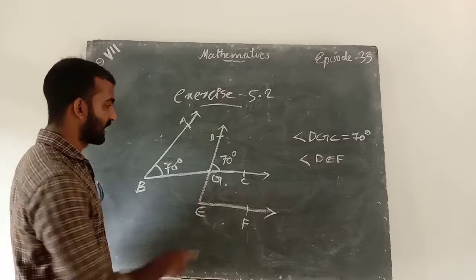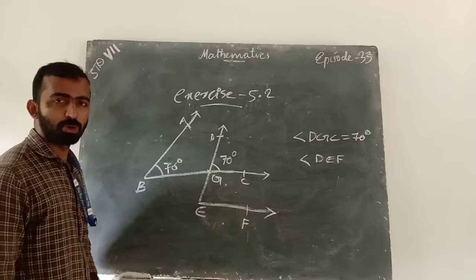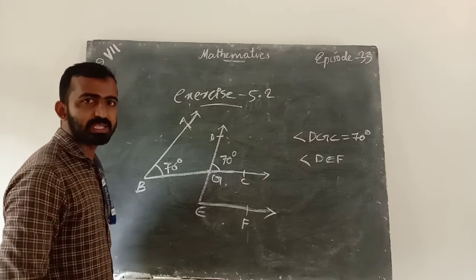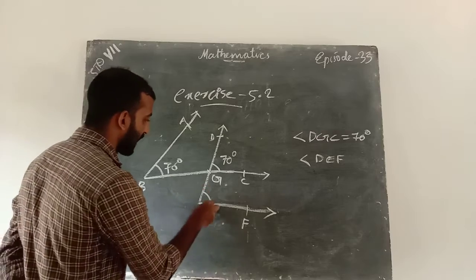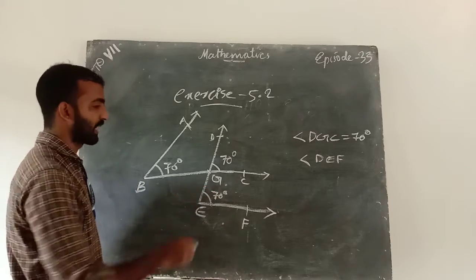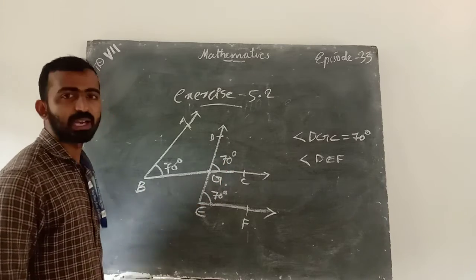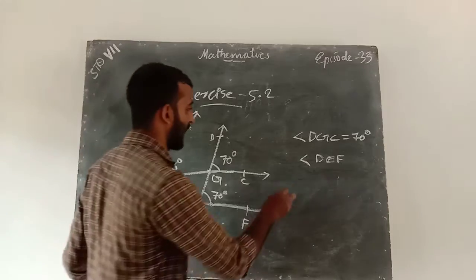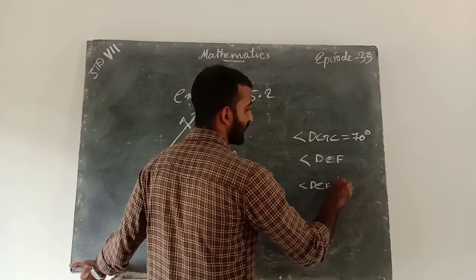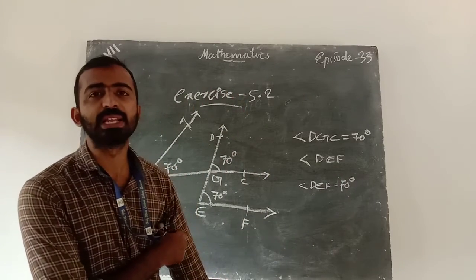And next is angle DEF. This arm and this arm are parallel according to the question. We are considering the line D as a transversal. Then this is also 70 degrees, because these are corresponding angles. That is, angle DEF equals 70 degrees. So these two angles are 70 degrees.